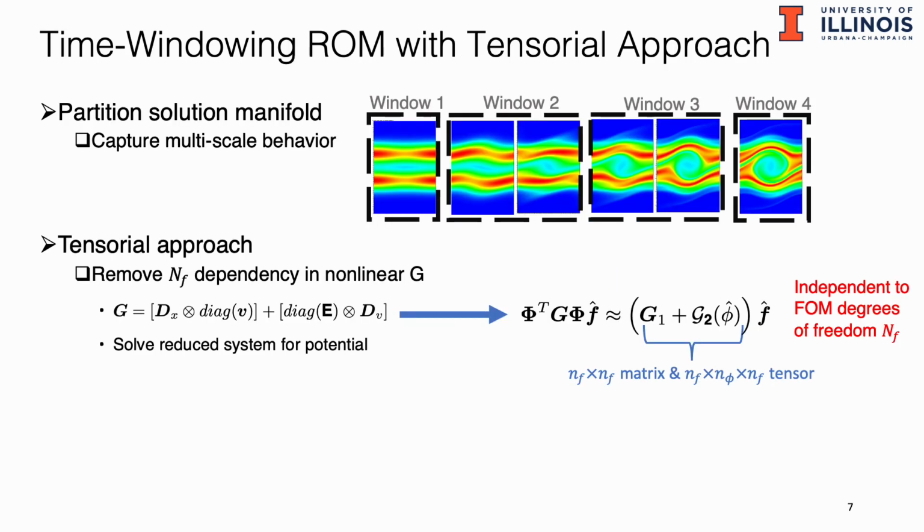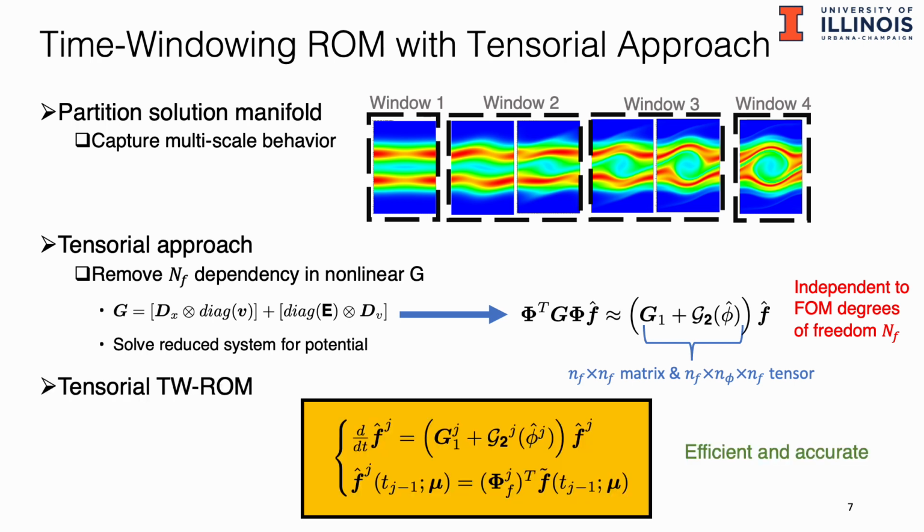Therefore, we propose a time windowing ROM with tensorial approach. The idea is to partition the solution manifold into multiple time windows and build a local ROM for each window. The tensorial approach is to remove the forward model dependency when evaluating the nonlinear G. With the tensorial approach, the nonlinear term can be approximated by a matrix plus a tensor which only scales with the reduced system unknowns.